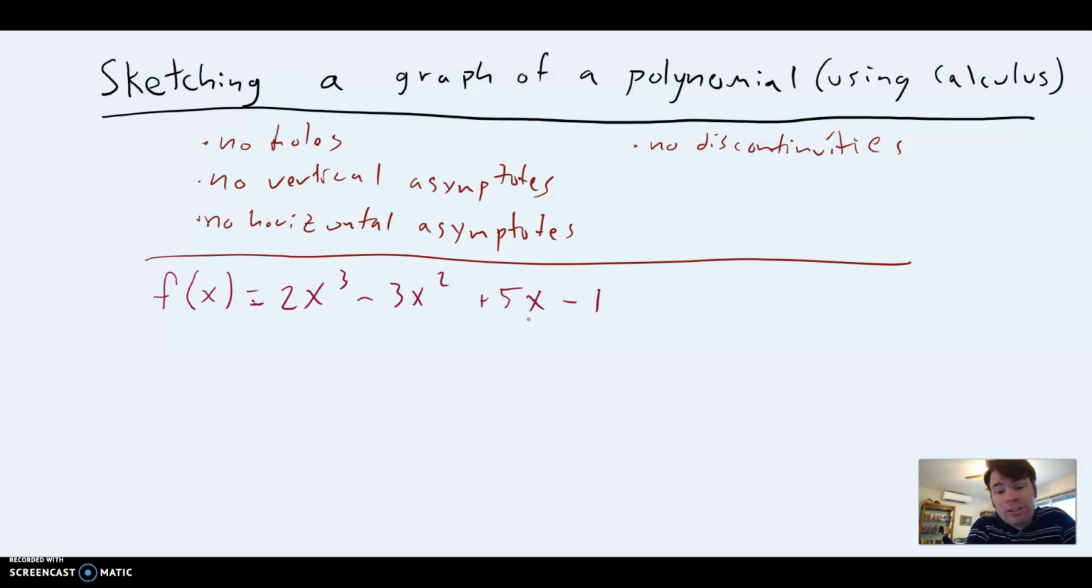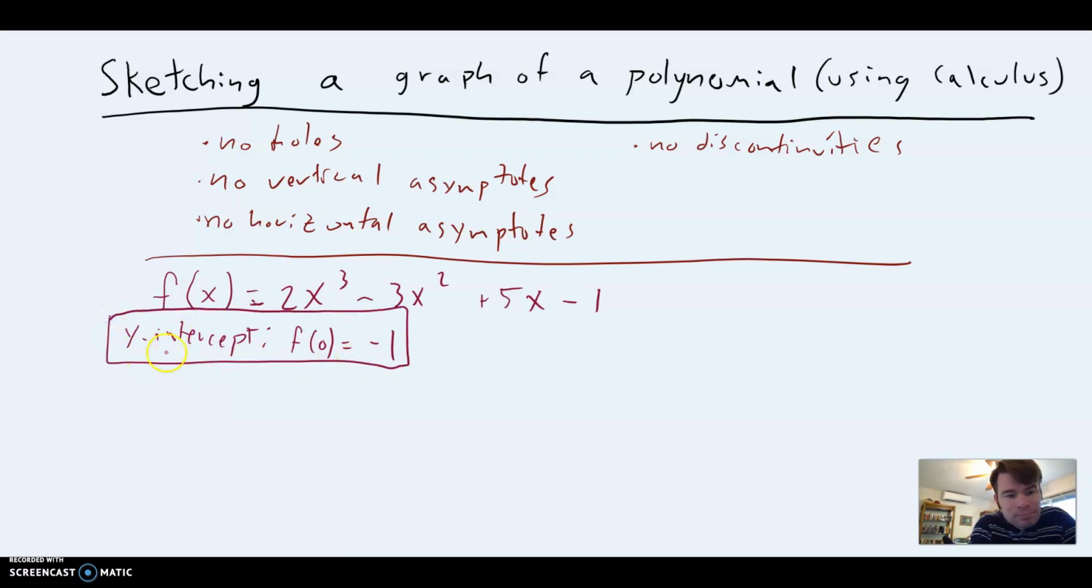So the first thing we are going to look at is still the y-intercept. And I only look at the y-intercept because it's easy. f of 0 equals negative 1. See how easy that was? This is not really helpful in drawing our graph. It doesn't tell us anything about the shape of the graph, but it's a free point that was really easy to find. So we're going to use that.